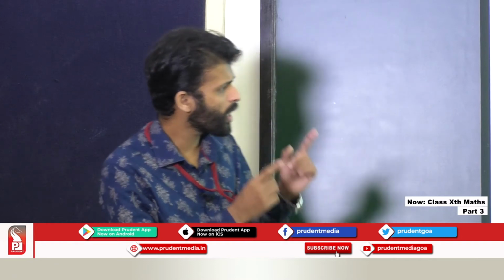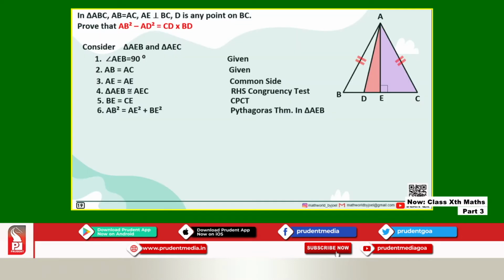Okay. Next is, we are going to look at that red color triangle and try to write Pythagoras theorem for that triangle as well. So that would be something like this. Okay, so I have AD square, which is the hypotenuse for that red color triangle, is equal to AE square plus DE square.